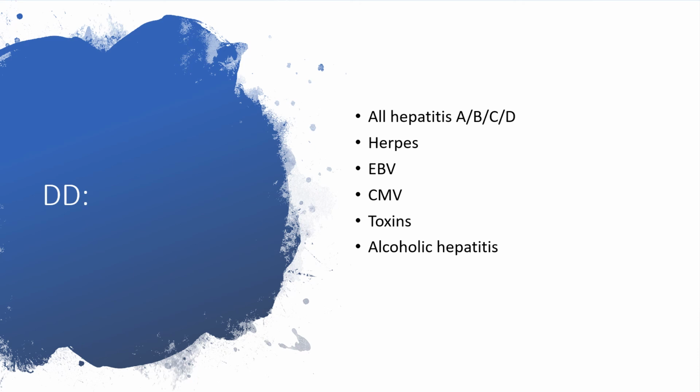What are the possible differential diagnoses of hepatitis E virus? Like I said from the beginning, that I've published all presentations on hepatitis A, B, C, and D, including the pathophysiology, the clinical features, the symptoms, prevention, and treatment of all this. I have. Check my channel for that, please. So it could be herpes, it could be Epstein-Barr virus, it could be cytomegalovirus, could be toxins, or alcoholic hepatitis.